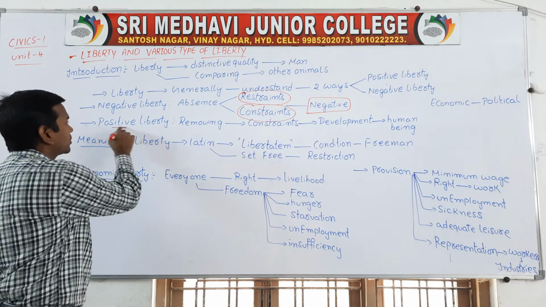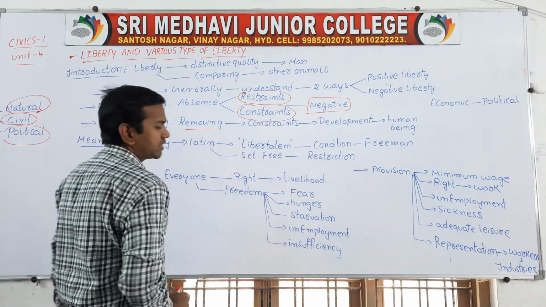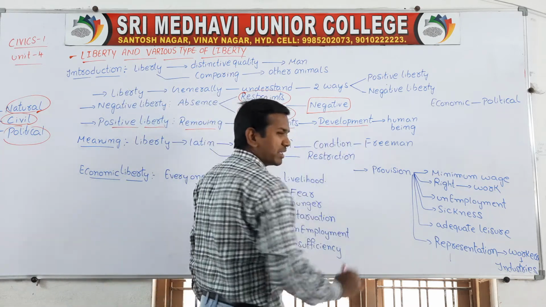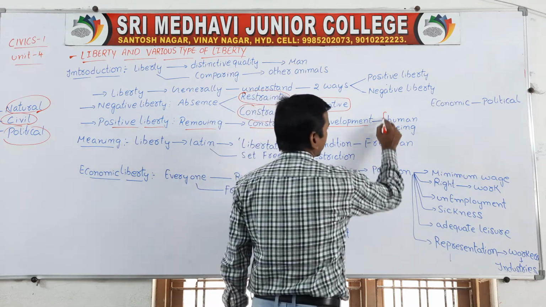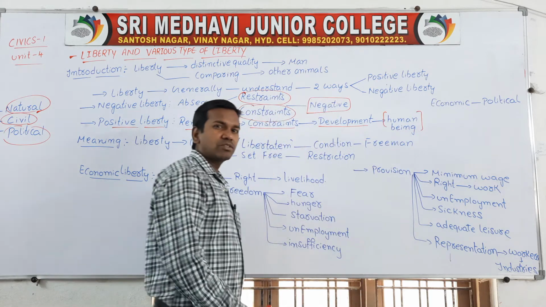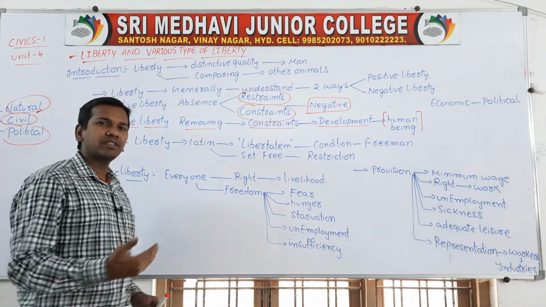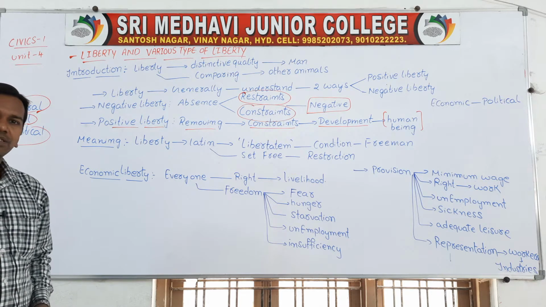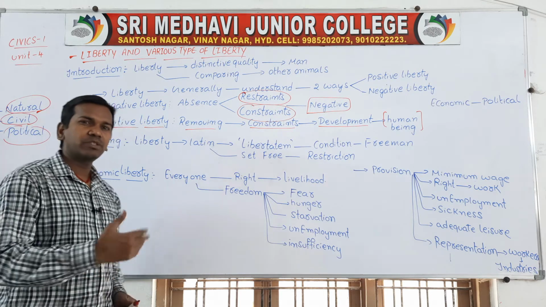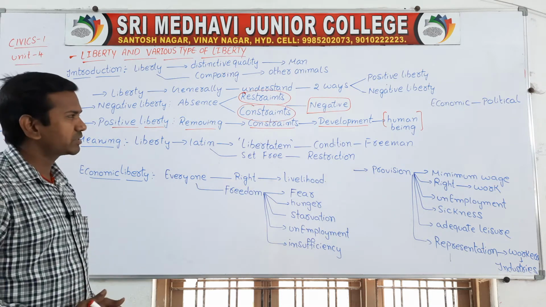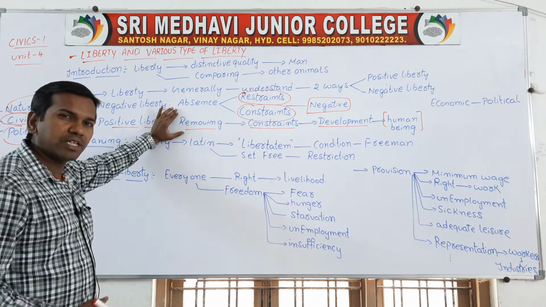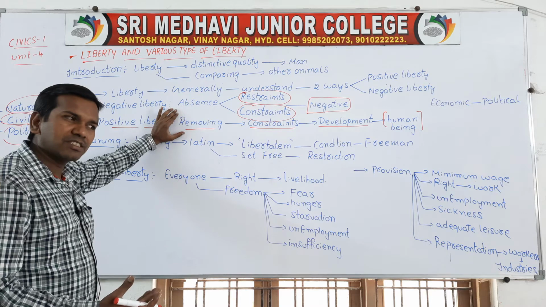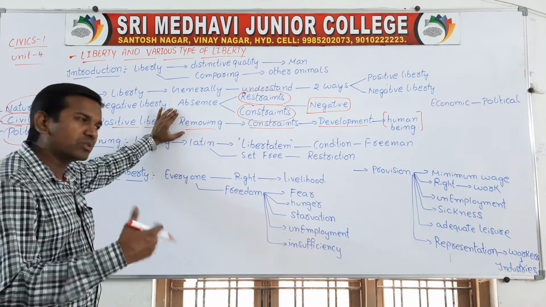When we talk about positive liberty, if you remove all types of constraints, mainly for the development of human beings, then that is called positive liberty. Restrictions will not allow human beings to develop. Whenever development takes place, there will be no restrictions. If you remove all types of restrictions, then development will take place. So in positive liberty, we remove all types of constraints, limitations and restrictions, so that human beings can develop properly.